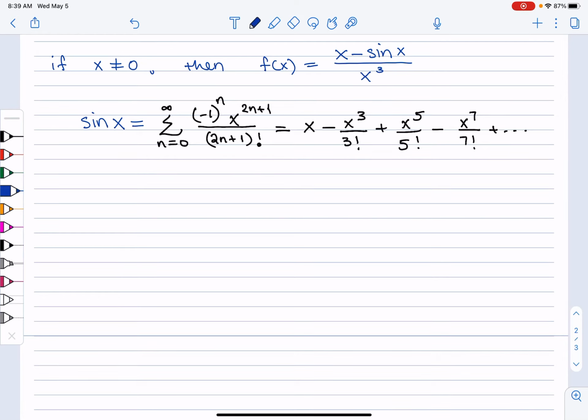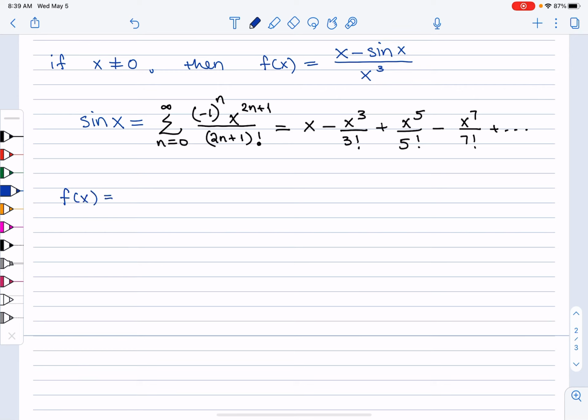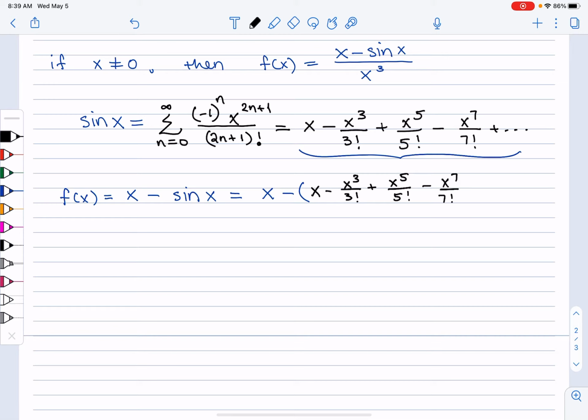So when we say that f of x is equal to x minus sine of x, then this is going to be the same thing. I'll worry about the denominator in a second. It's going to be x minus all of this stuff here, because that's your sine of x. You agree? So you're going to have x minus x cubed over 3 factorial plus x to the 5th over 5 factorial minus x to the 7th over 7 factorial, and then the idea will continue.